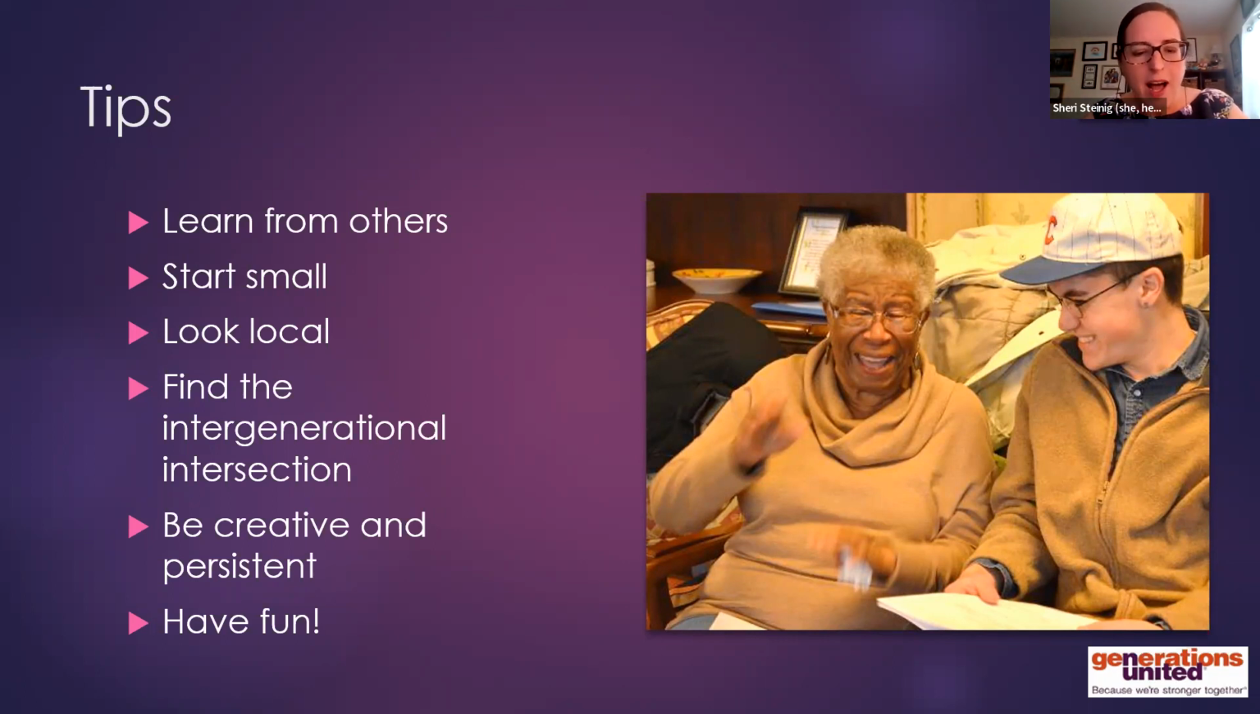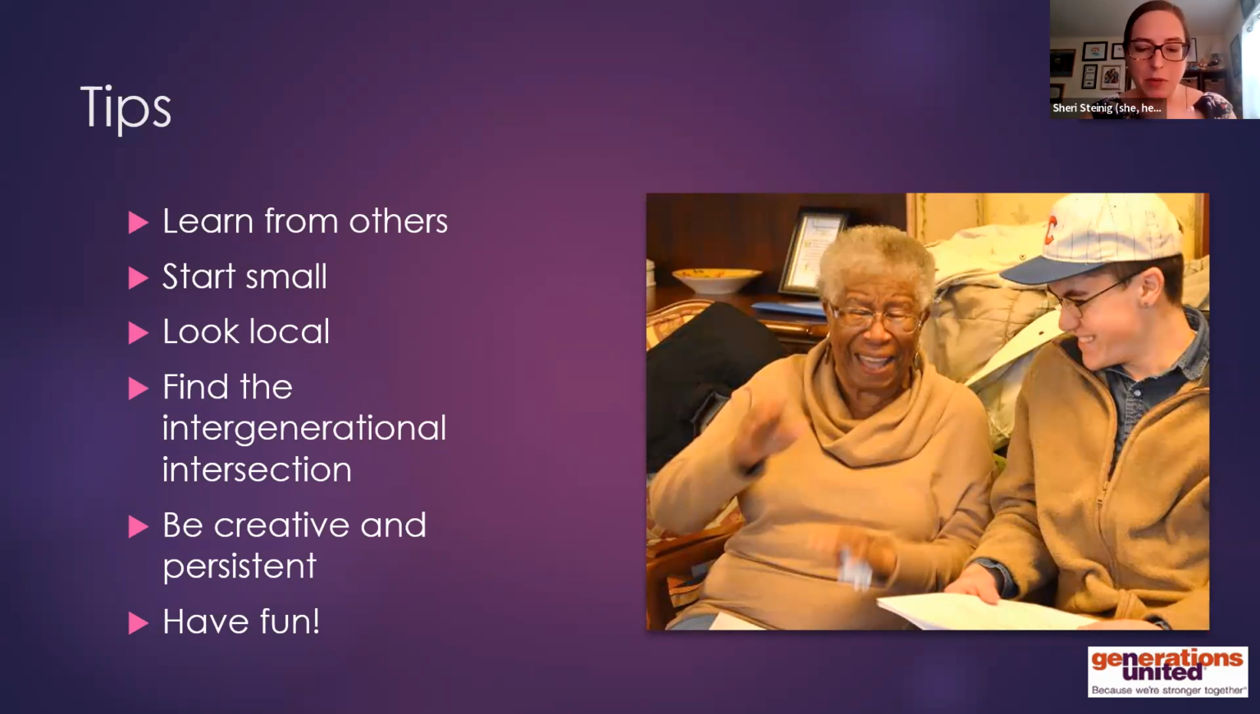Look local, connect with members of your staff, clients, and families to see if they have connections. Does someone have a child in a nearby school, a friend who is a teacher, connections to Scouts, a 4-H club, or other youth groups? And assess your neighborhood. What or who is nearby? Consider whether transportation is an issue, because that's one of the most significant barriers to getting the generations together.